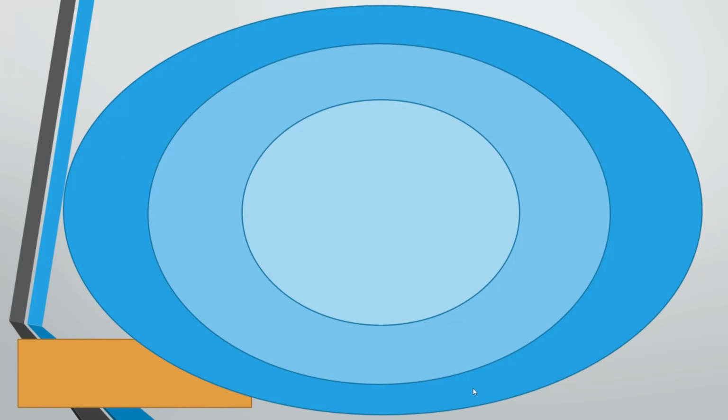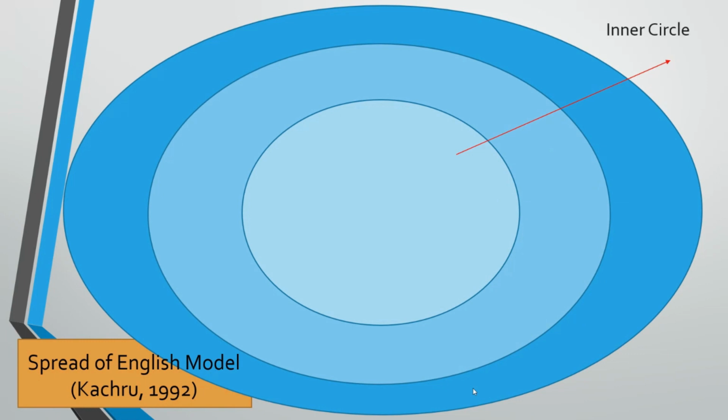Kachru, 1992, presented a model of world Englishes. It consists of three circles. The first circle is called the inner circle. These refer to the parent countries of English or the colonizing nations that spread the language to different regions of the world, for whom English is the first language in all functions. These are the United Kingdom, United States, Canada, Australia, and New Zealand.